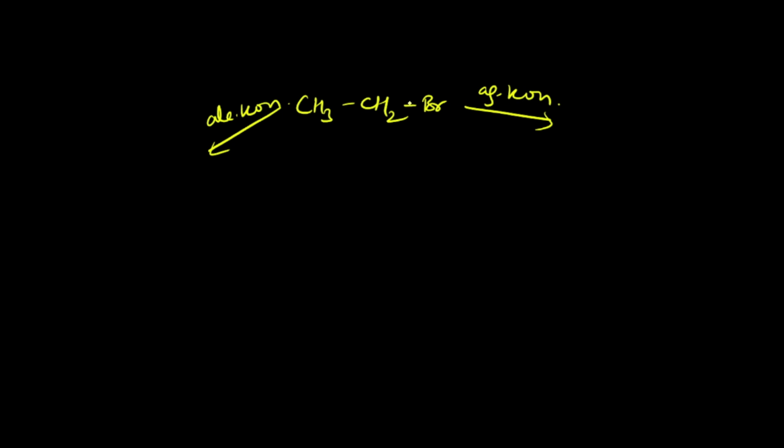Now if I react with aqueous KOH, what product are we getting? We are getting CH3CH2OH. If we react with alcoholic KOH, what product are we getting? We are getting CH2=CH2. Only by changing between aqueous and alcoholic, we get this product. So no need to mug it up. We have the mechanism here, of how alcoholic KOH gives alkene and aqueous KOH gives alcohol.